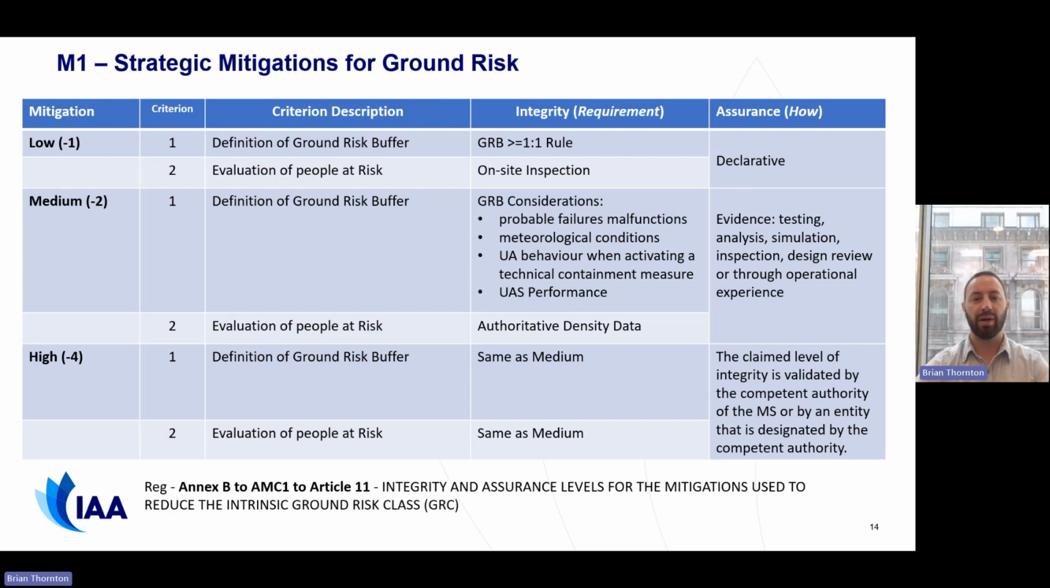And if you recall earlier, I mentioned MOC 2511. Medium M1 robustness is outlined in that document, and that means of compliance has been published by EASA. And again, we'll talk about that a little later on within the lecture.